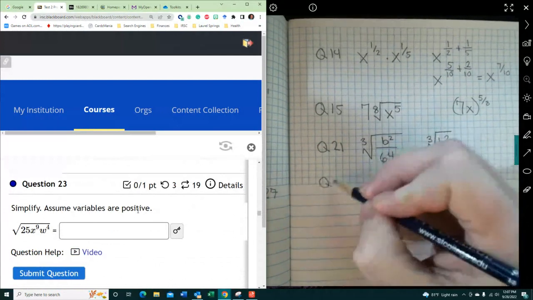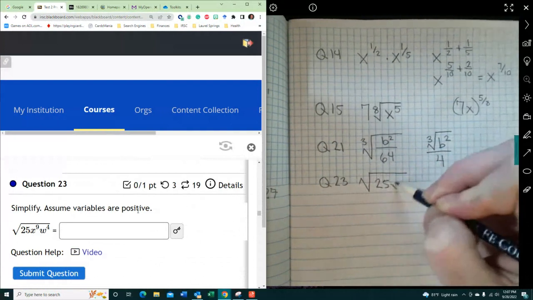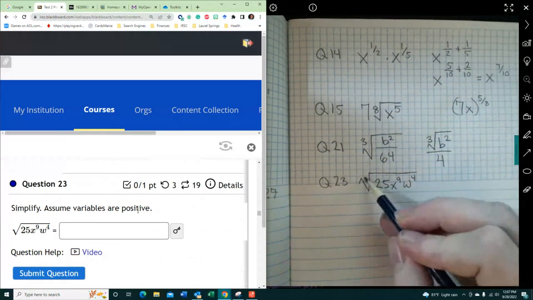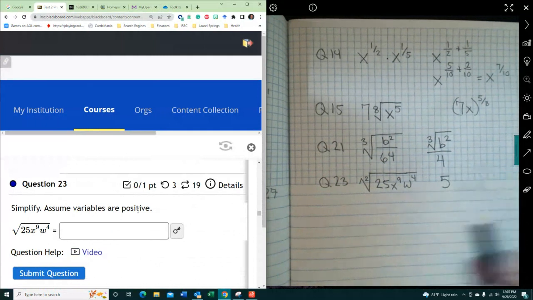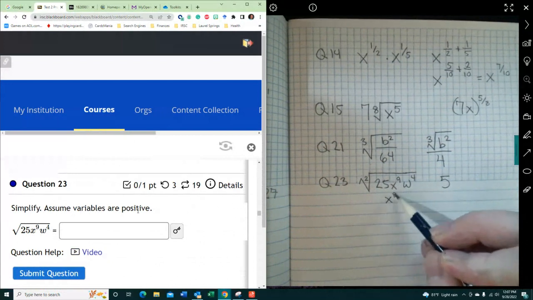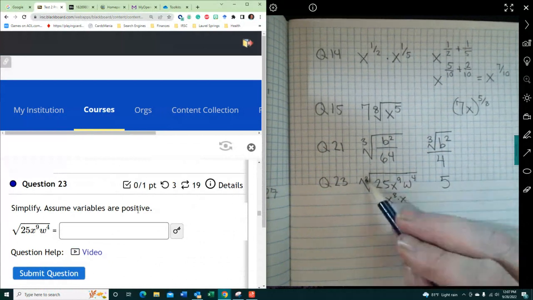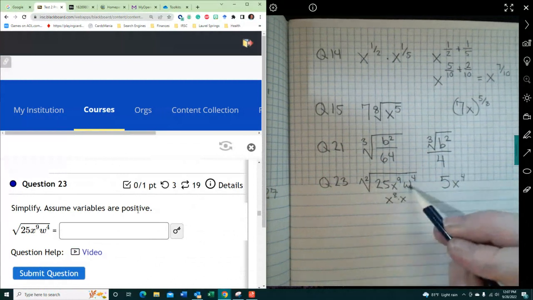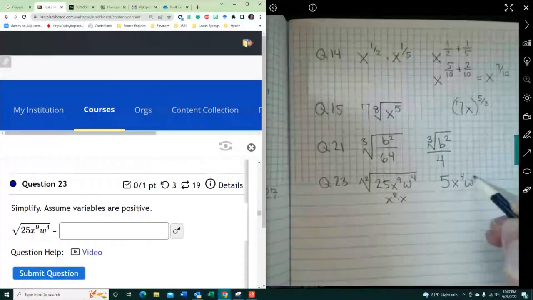Number 23. Now we're looking at the square root of 25x to the 9th, w to the 4th. Now remember, square root really means 2, right? So we can take the square root of 25. We can't divide 2 into 9. So what we do is change the x to be x to the 8th times x, which is still x to the 9th, right? So then you take 2, divide into 8, and that gives you x to the 4th. And then you're going to have w, 4 divided by 2 is 2. So w to the second.